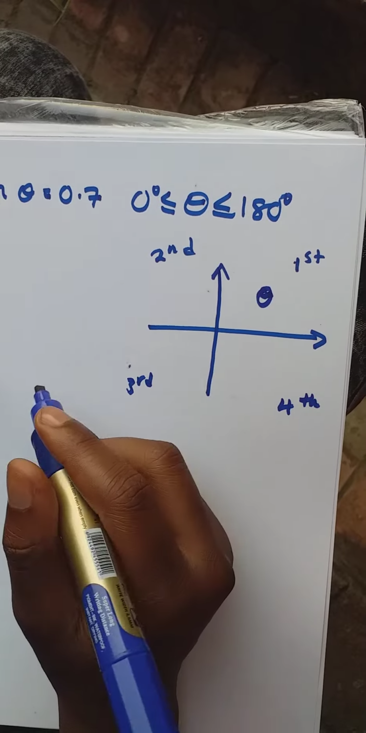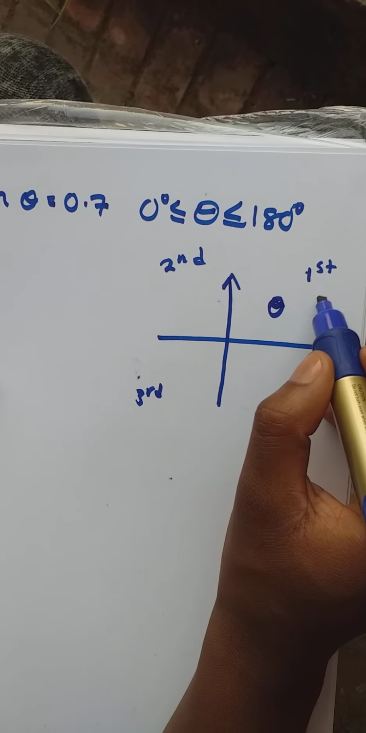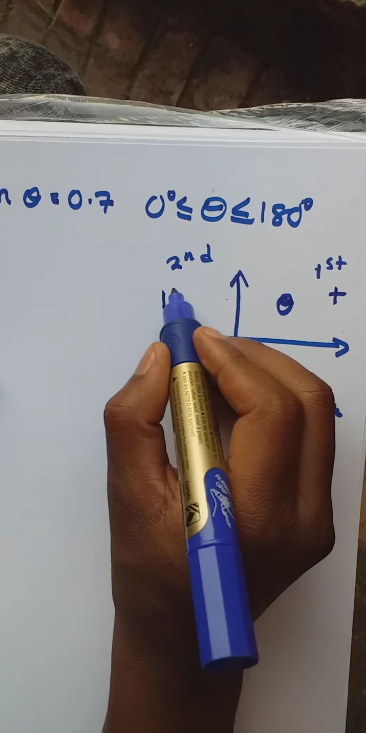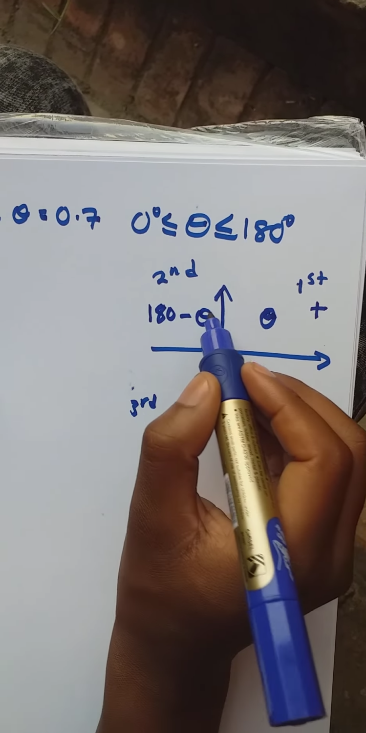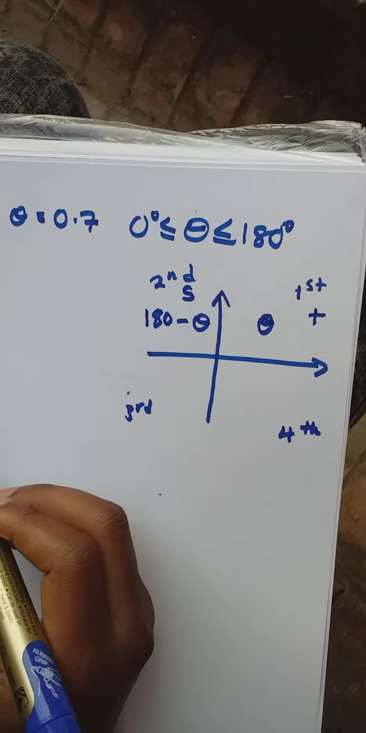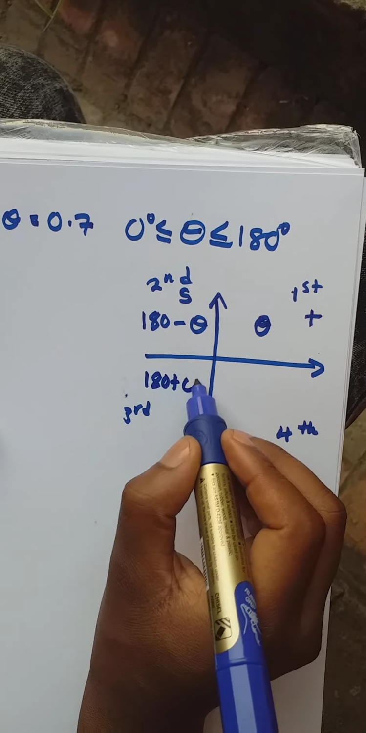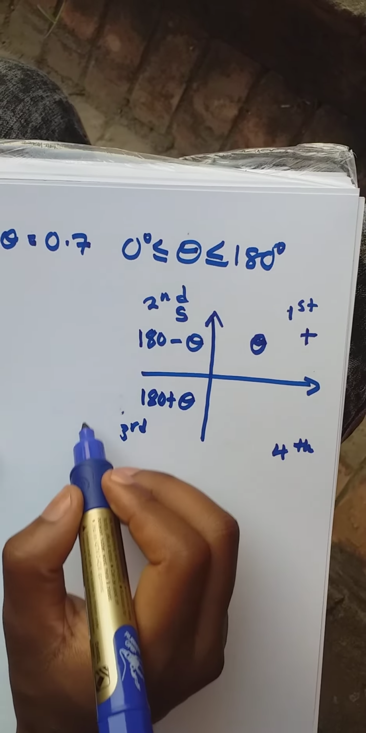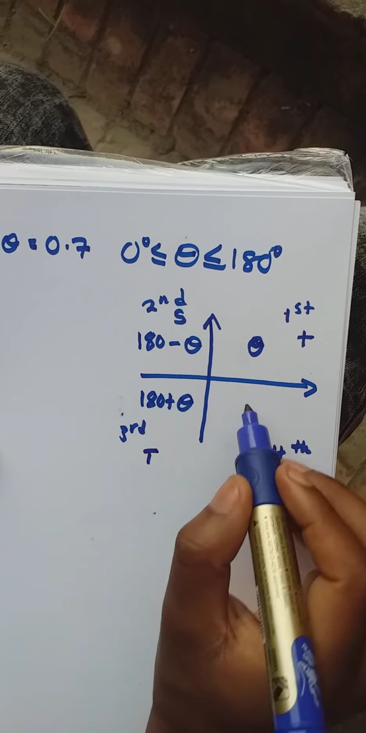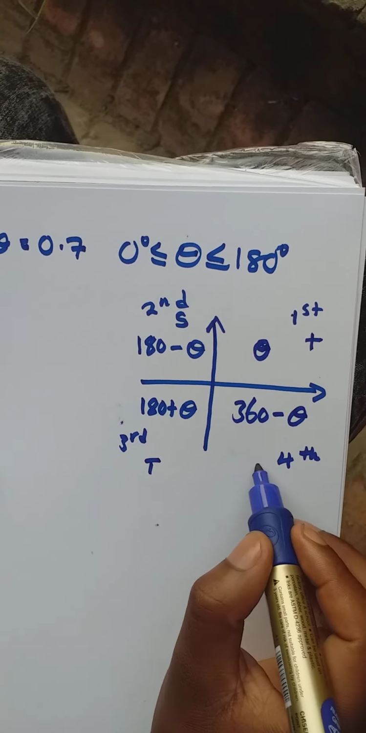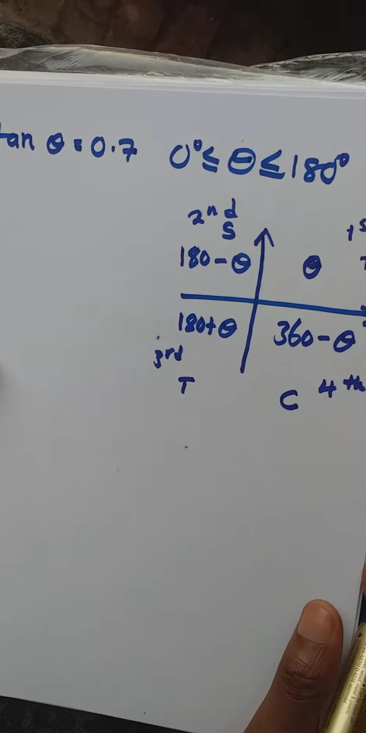So in the first quadrant, the relationship is theta, and all are positive in this quadrant. Then in the second quadrant, the relationship is 180 minus theta, and only sine is positive here. Then in the third, it's 180 plus theta, that's the relationship. Then the only one which is positive here is tan. Then the fourth is 360 minus theta, and the only one which is positive here is cos.